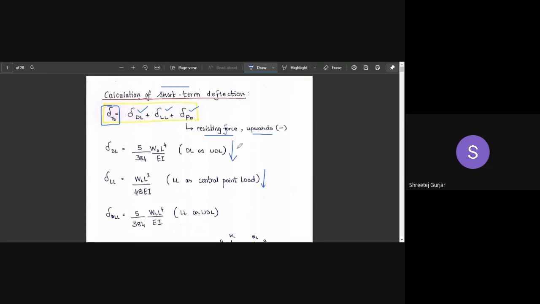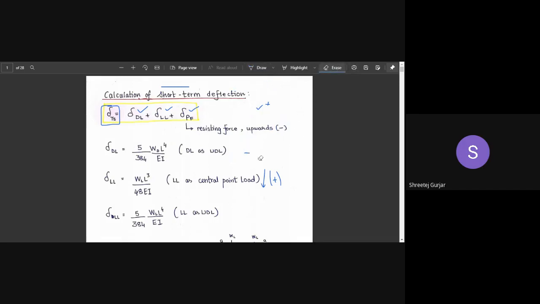So I have written this arrow mark pointing downwards. So it is downwards, so it is positive. And this resisting force, or your pre-stressing force, is acting upwards. And upwards, as I've told you, it is negative. So remember this sign convention. Downward is positive, that is sagging is positive, and hogging is negative. Downward deflection is positive, upward deflection is negative.